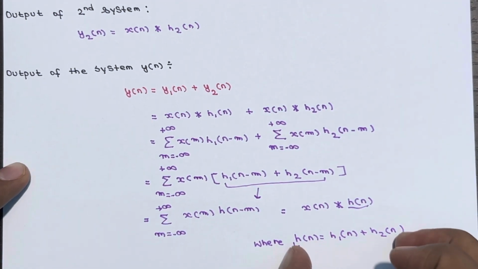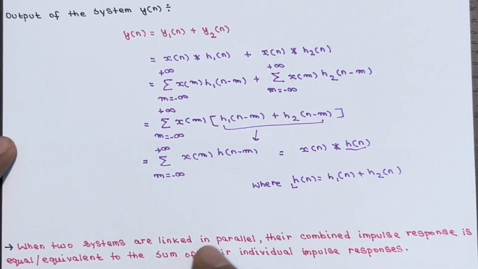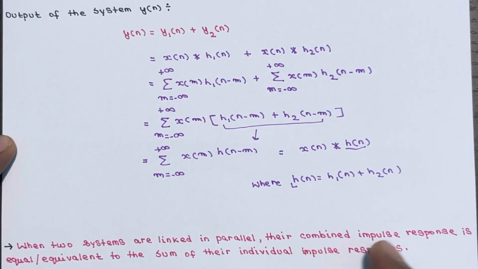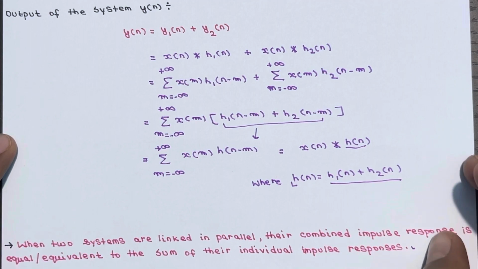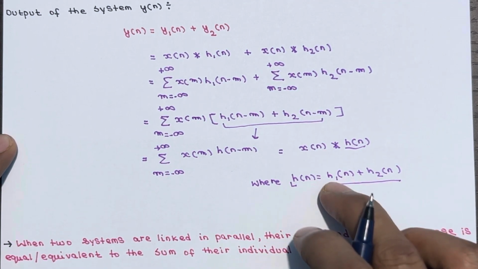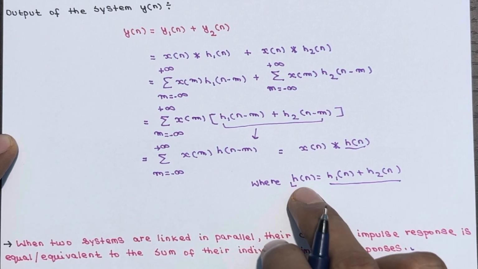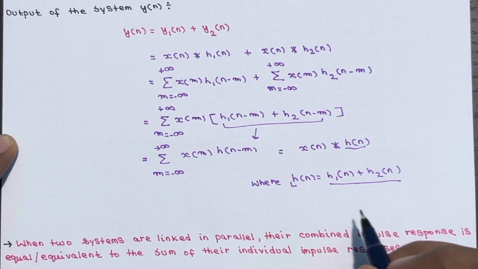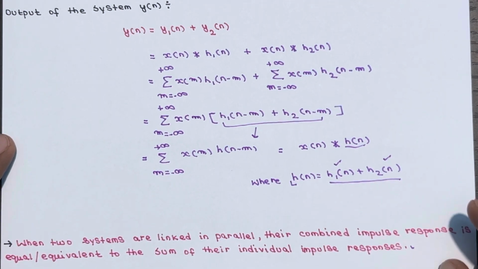So what is the conclusion? When two systems are linked in parallel, their combined impulse response is equivalent to the sum of their individual impulse responses. From this equation, the overall impulse response of the two parallel connected discrete time systems is given by the sum of individual impulse responses. Hope the parallel connection is clear to you.